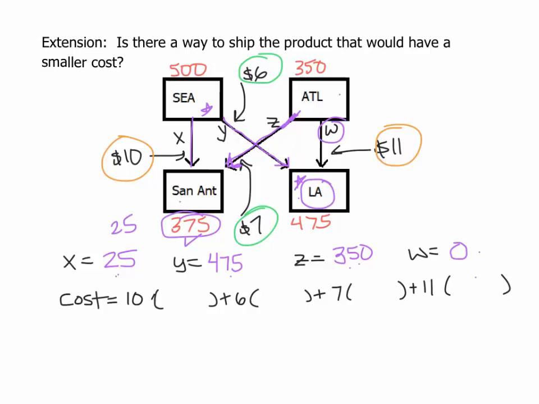So that works. So our cost, we can just copy these numbers down here. When I add this all together, my cost ends up being $5,550. So we were able to reduce that cost.